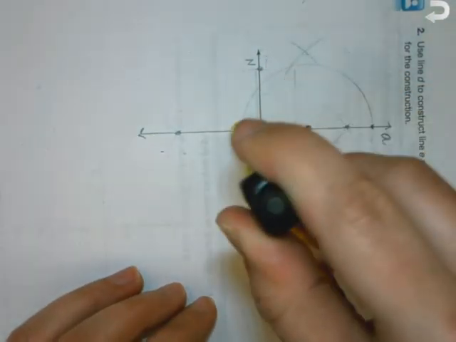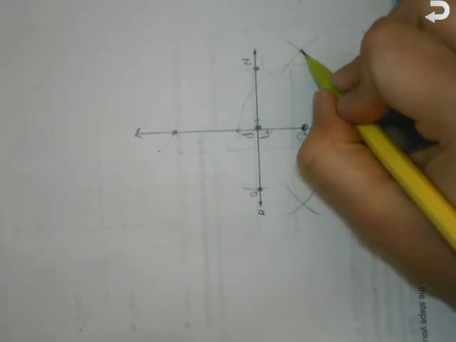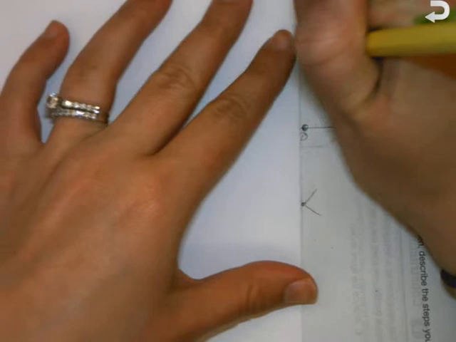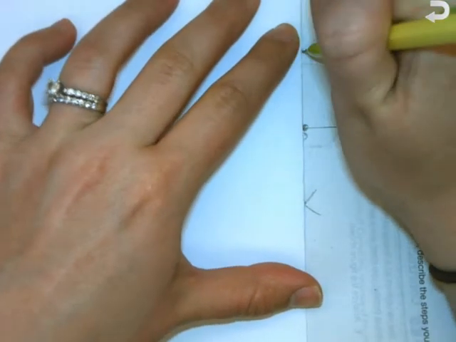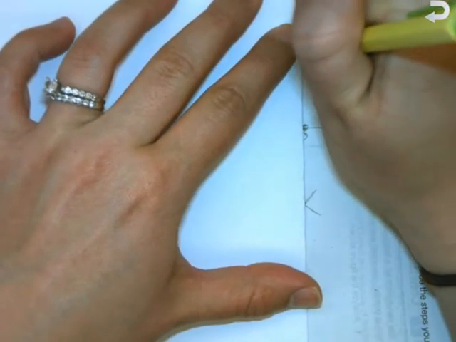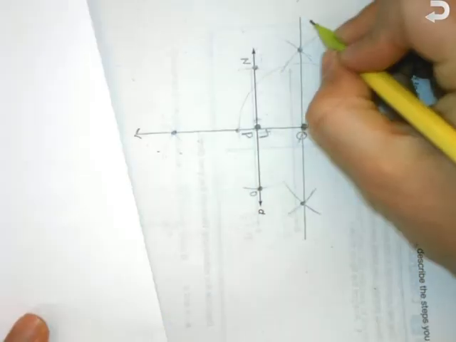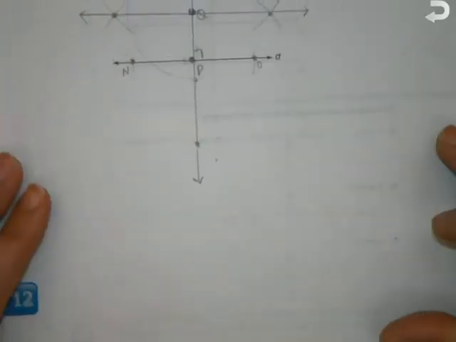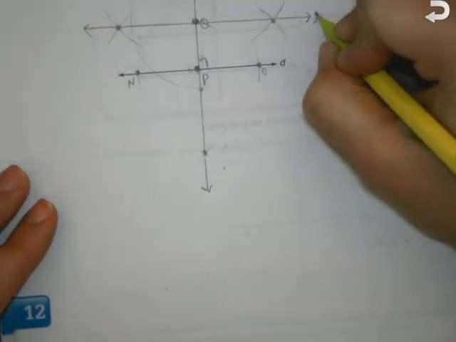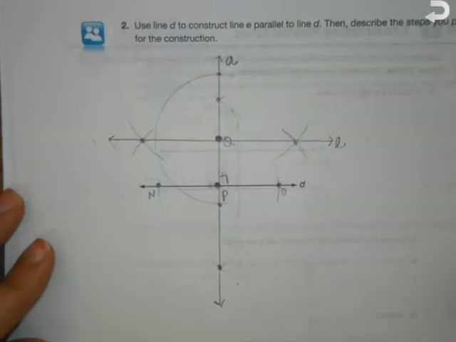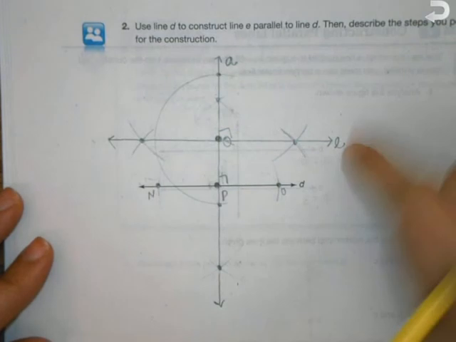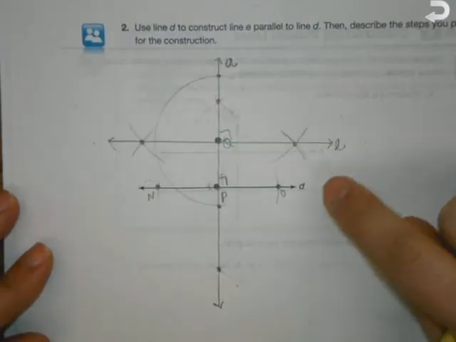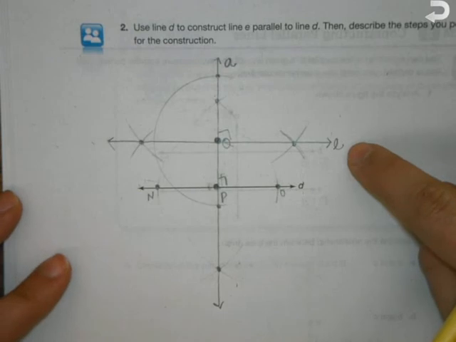Those two points of intersection will give us another perpendicular line. Let's call that line E. So since line E is perpendicular to line A and line D is perpendicular to line A, then line D is parallel to line E. Okay?